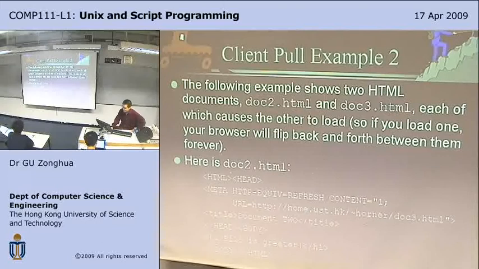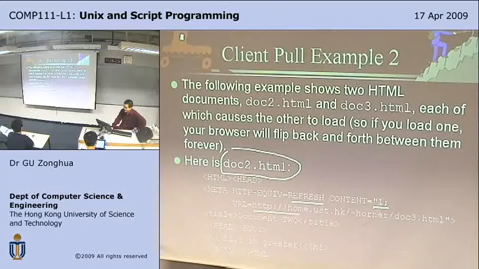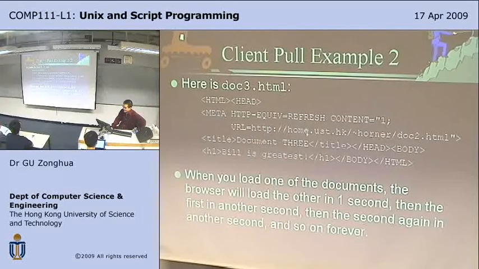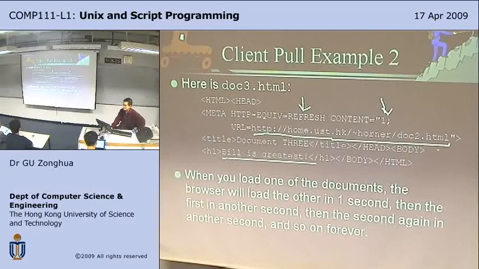So here are two documents. The first one, doc2.html, says refresh every 1 second by loading this URL, not doc2.html, but doc3.html. So document 2 itself says Bill is greater. Now document 3 says Bill is greatest, but it refreshes every 1 second by loading this URL, which is doc2.html. So doc2 says reload doc3 every 1 second, and doc3 says reload doc2 every 1 second. As a result, what you have is an alternating sequence of doc2, doc3, doc2, doc3.